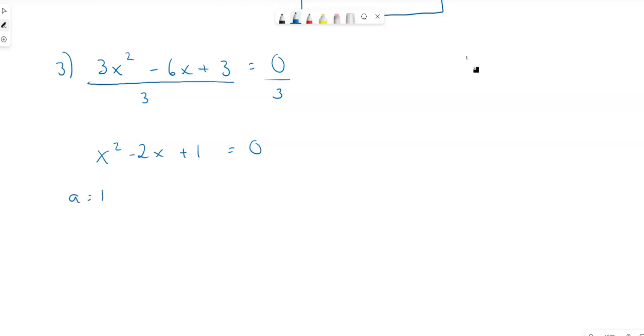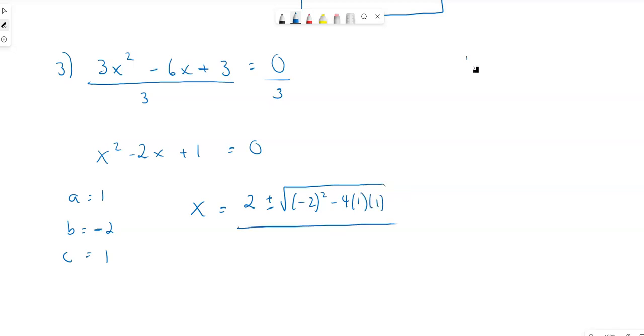In this case now, my a is 1, my b is negative 2, and my c is 1. So x equals the opposite of b plus minus the square root of b squared minus 4 times a and c are both 1, all over 2 times 1, which gives me 2, plus minus the square root of negative 2 squared is 4, minus 4 times 1 is 4, all over 2. And a funny thing happens.